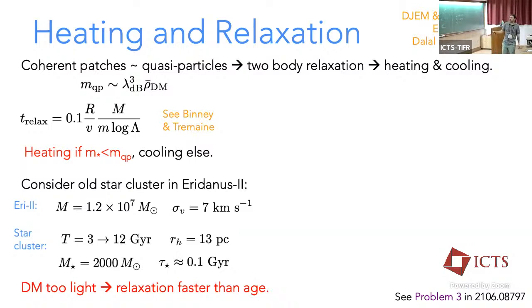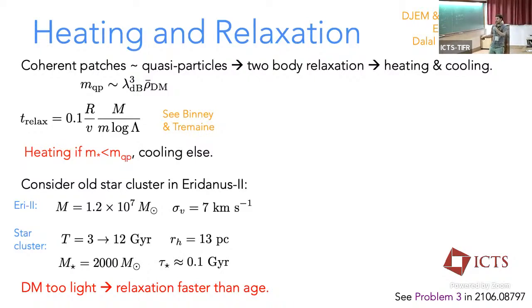Let's consider the old star cluster in Eridanus 2. Eridanus 2 is an ultra-faint dwarf. It has a star cluster in it. From the mass of the dark matter halo of Eridanus 2 and its velocity dispersion, we can compute the quasi-particle size and the relaxation time of the star cluster. And this is what we know about the star cluster. It's old, it has a particular radius. If the dark matter is too light, then this relaxation time turns out to be too fast.